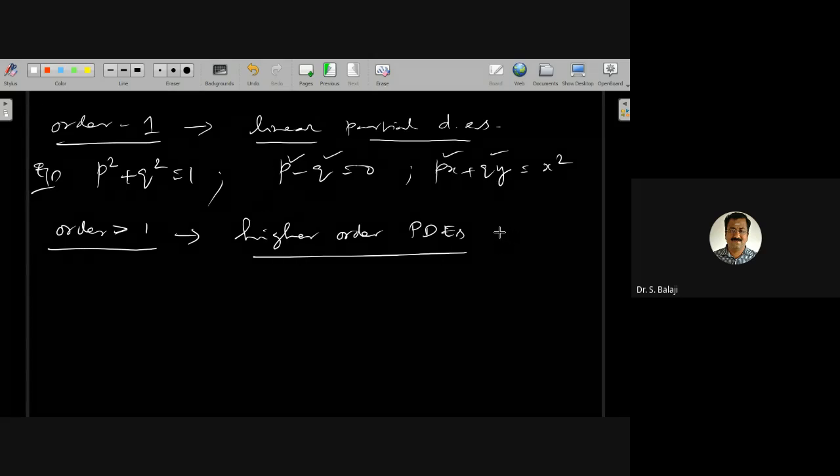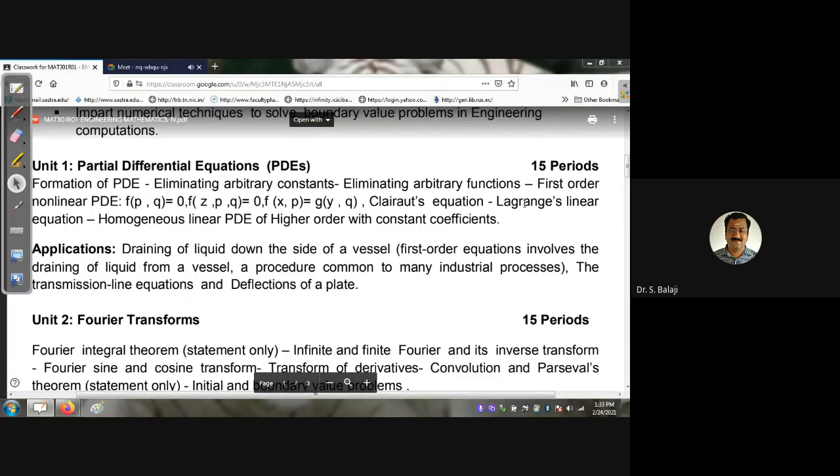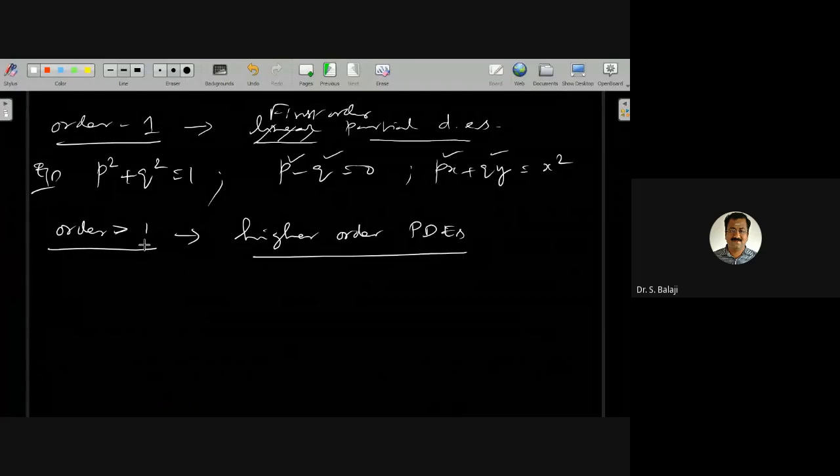So we have first order PDEs and higher order PDEs. First order has many different types here. Similarly, we are going to see higher order PDEs also. Throughout this chapter, we are going to see the solutions of first order PDEs, similarly higher order PDEs, and then the applications part. Right.